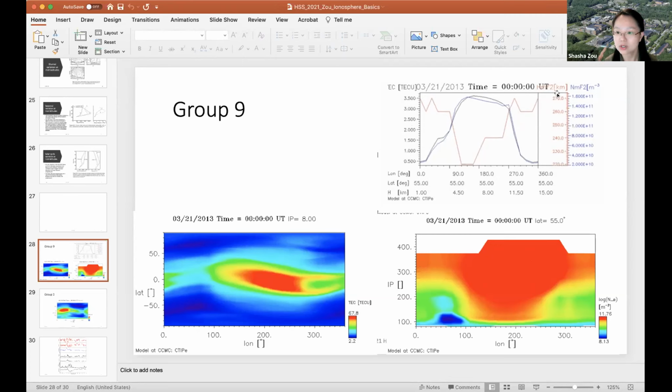It is interesting to see that the chart here shows the HMF2 is below 300. So that's something that I don't understand. I hope we are looking at the same run.